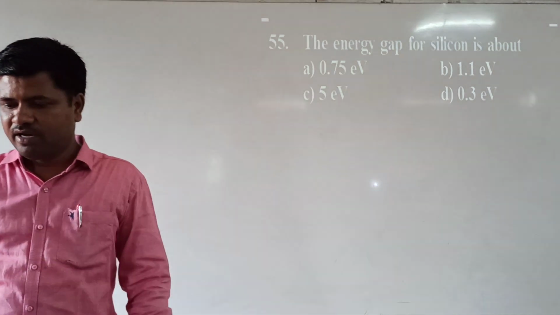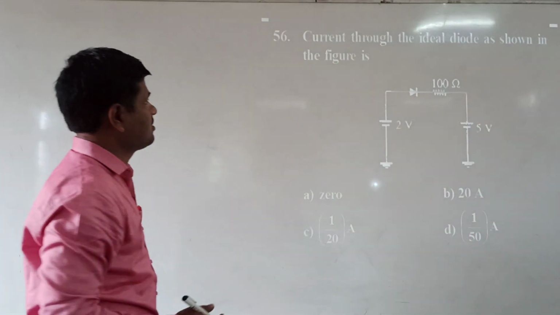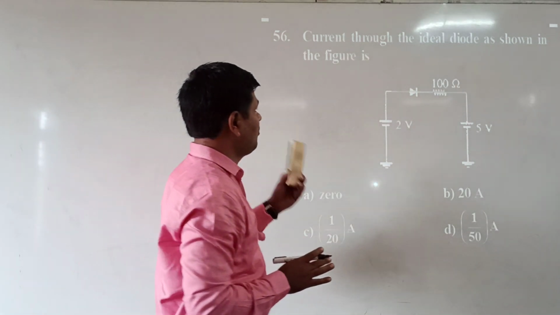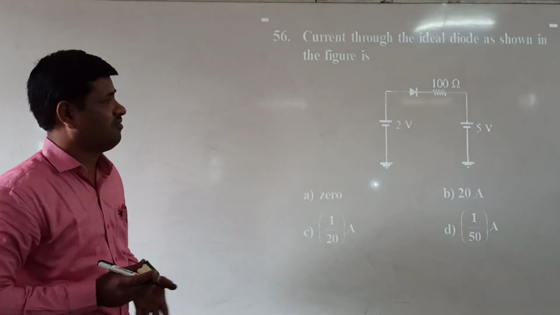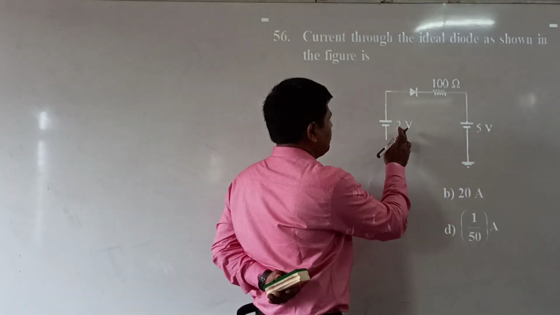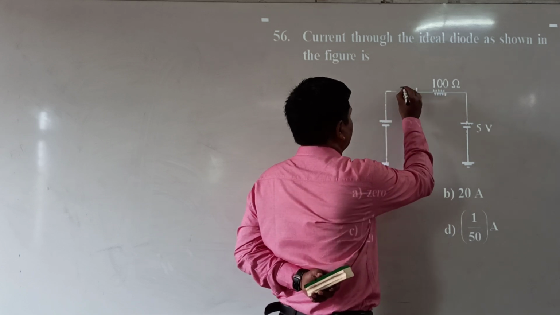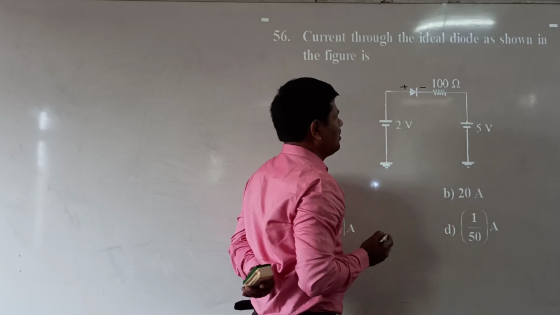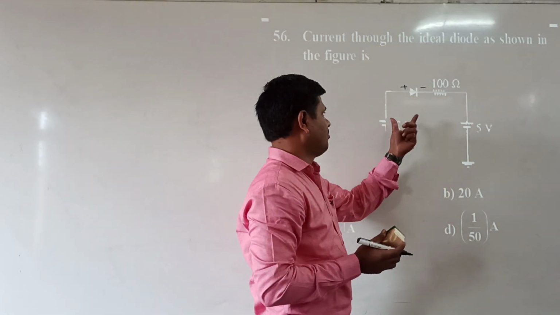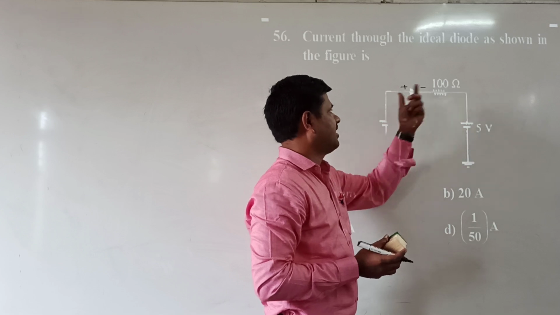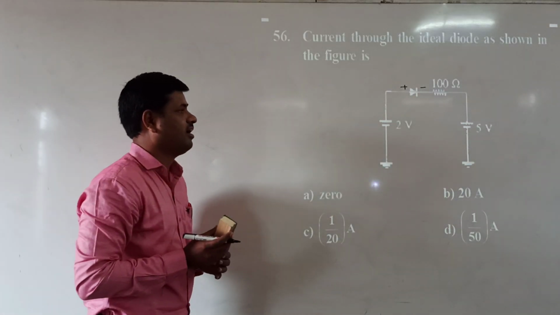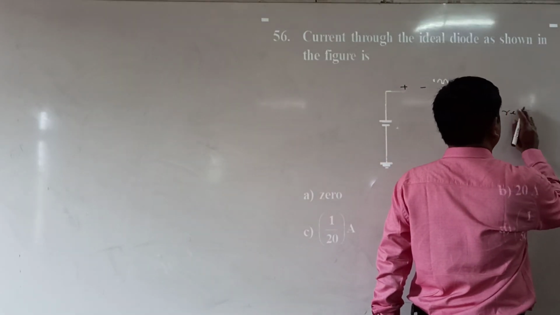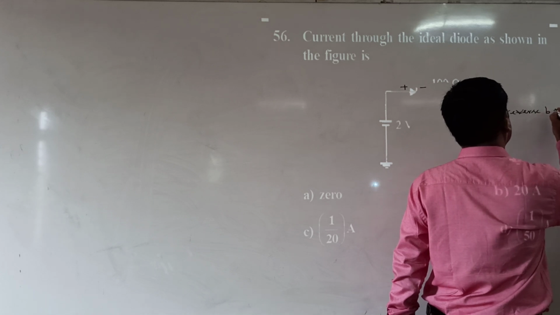Next we go to question number 56. Listen here. Current through the ideal diode as shown in the figure. Before finding the current, first we find out which bias it is in. Now listen here. 2 volts is connected to the positive, which is the smaller value. 5 volts is connected to the negative. The smaller value is connected to the positive, the larger value is connected to the negative. Which bias is that? Reverse bias.